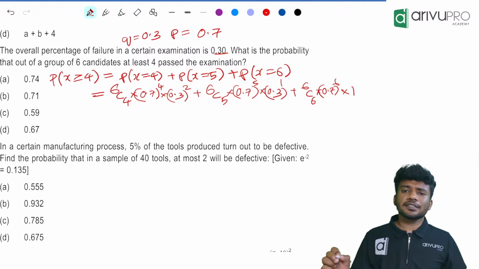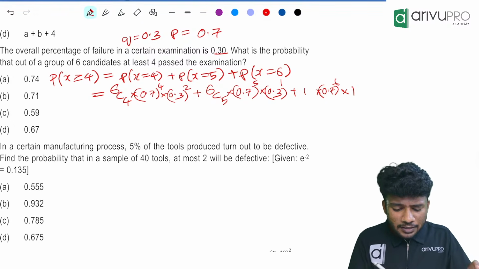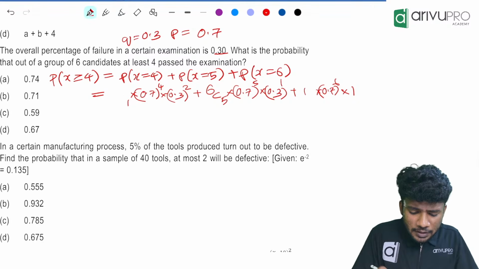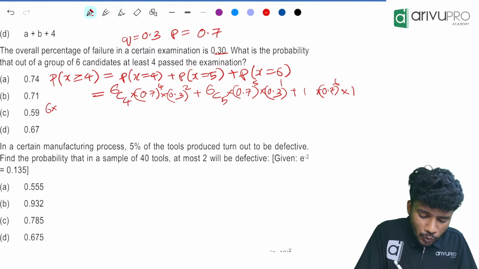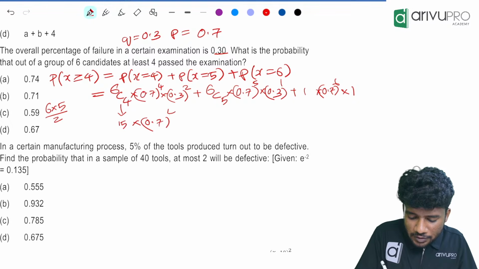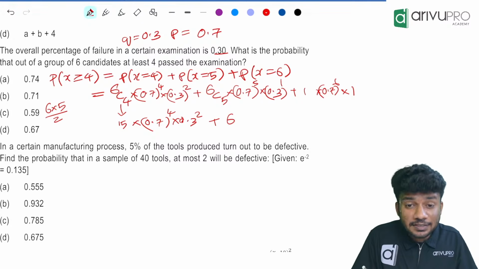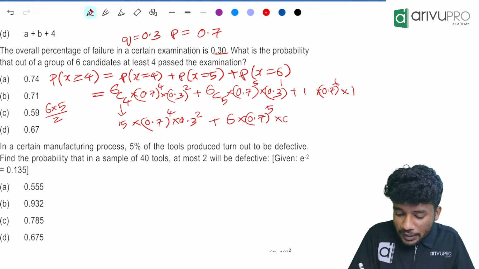1. Everything is there. 6C6 is how much? That is also 1. Now take your calculator. Then 6C4 is how much, people? 6C4 can be written as what? 6C2. 6 into 5 divided by 2, which will be equal to how much? 15. This is 15 into 0.7 raised to 4 into 0.3 square plus 6C5 can be written as 6C1, which is 6 into 0.7 raised to 5 into 0.3 plus 0.7 raised to 6.